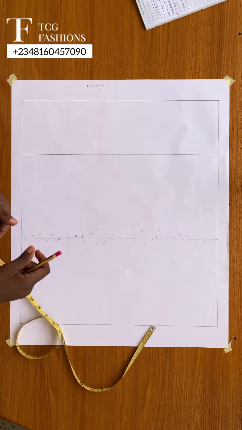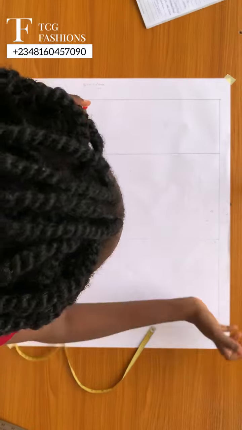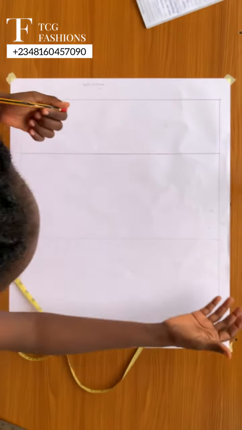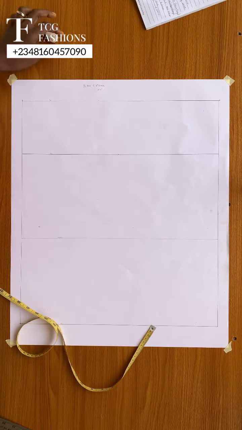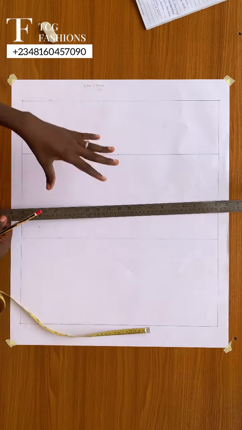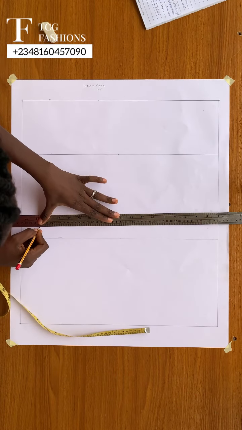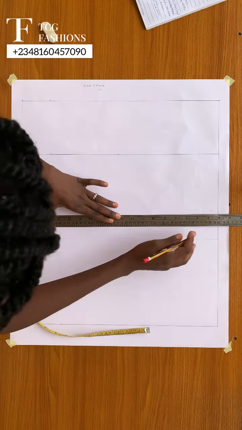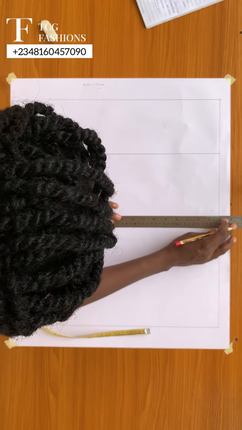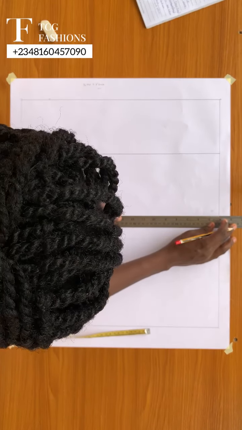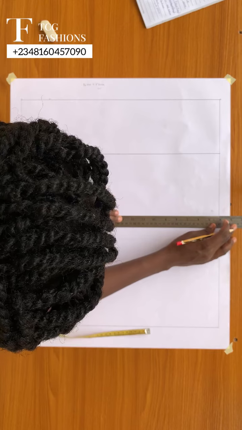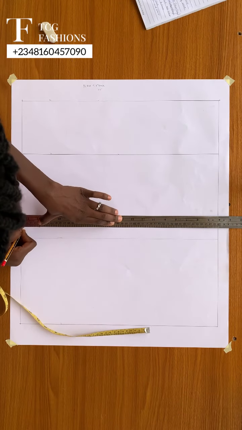Okay, so this is what I have. Are we together? So this one that I'm about to rule becomes my above knee. Like I said, some people call it raised knee. Above knee, raised knee, whichever one.